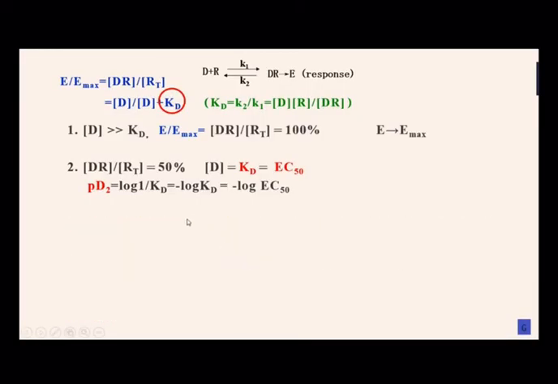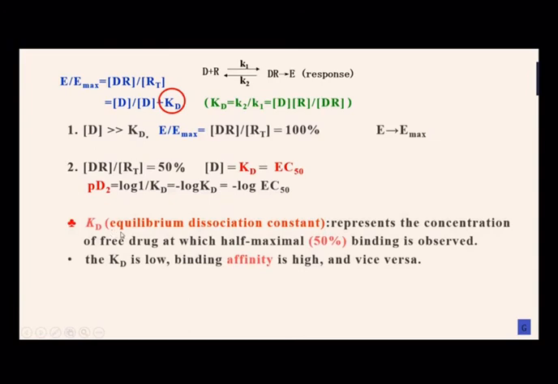Here, we also could deduce this from the equation. Kd, we call it the equilibrium dissociation constant. It represents drug binding affinity. When Kd is low, binding affinity is high, and vice versa.